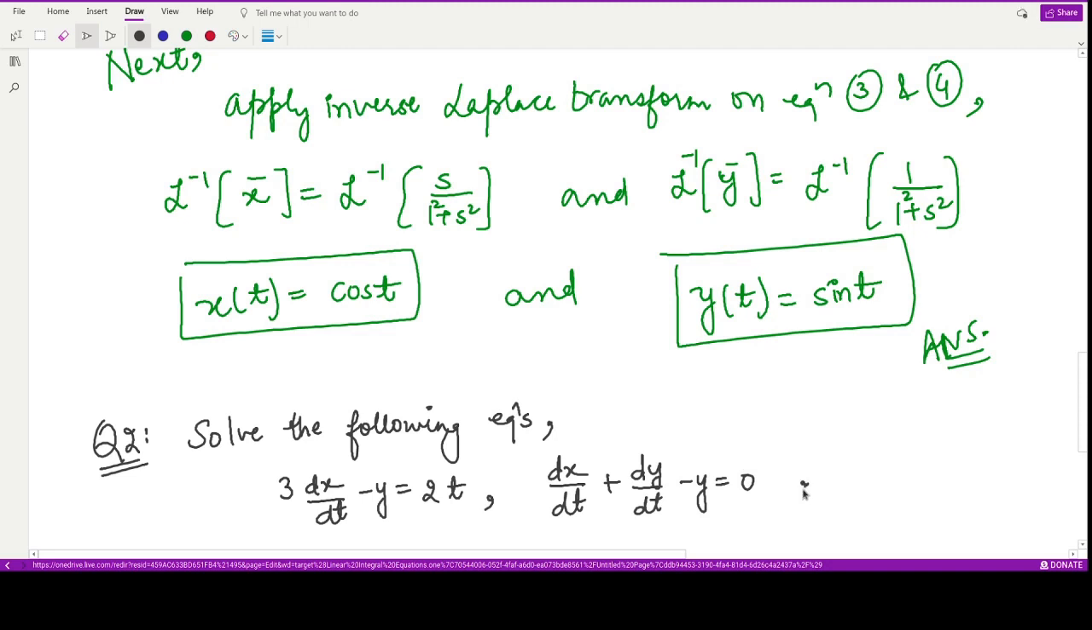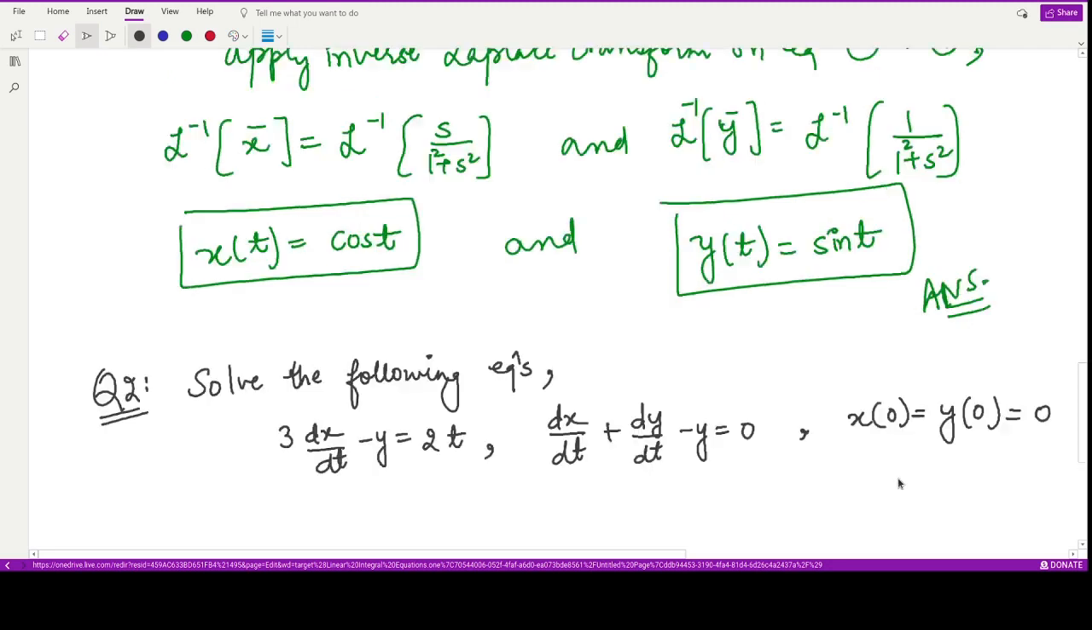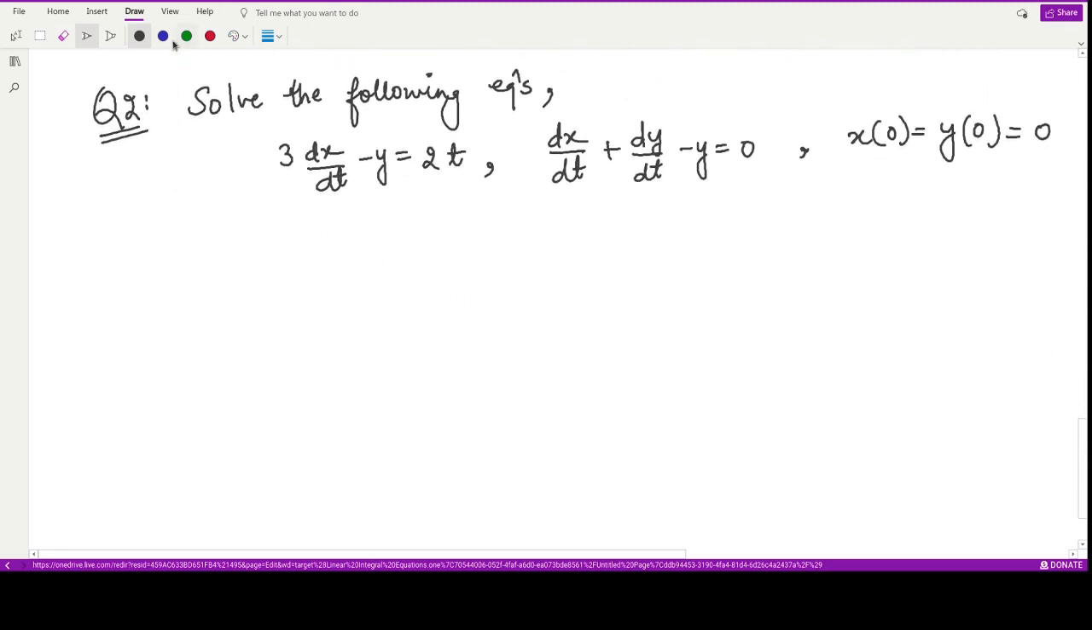And the conditions here are given to be x at the point 0 and y at the point 0, that is equal to 0. So that means whenever t is equal to 0, both the dependent variables x and y, their values are also equal to 0. So this is what is given to us. So for the solution, we again follow the same steps.